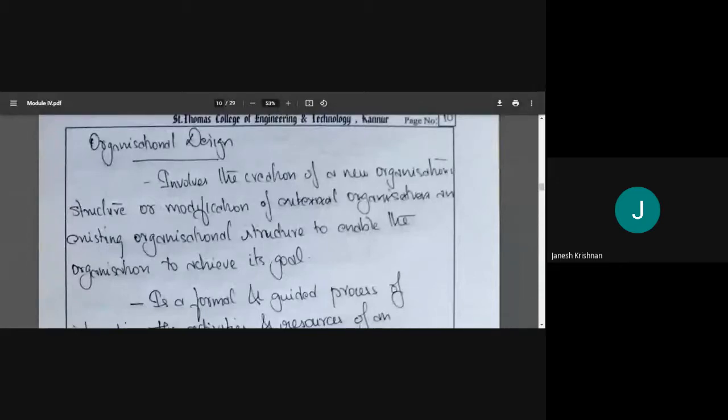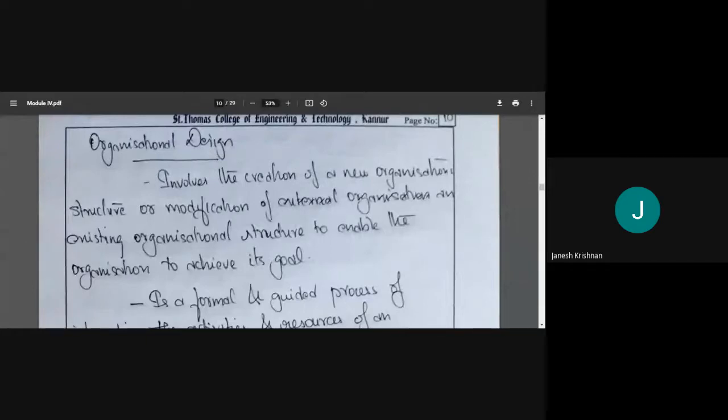Okay? So sometimes for that particular project, we'll have an expert from outside. So the creation of a new organization structure or modification of an existing organization structure. Why do we do this? Because our aim is to achieve our goal. Okay? It's creation or modification. Creation of a new organization structure or modification of an existing organization structure.